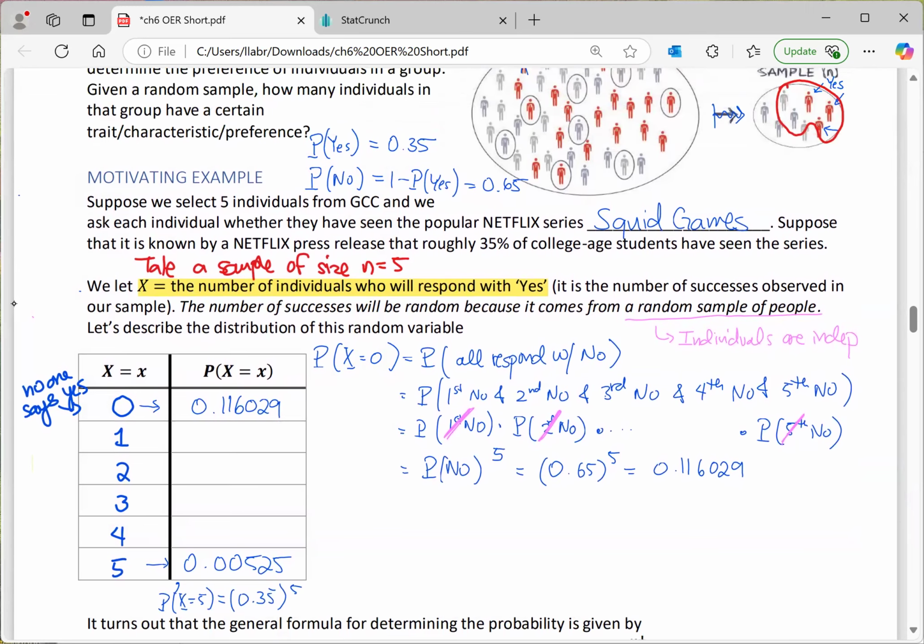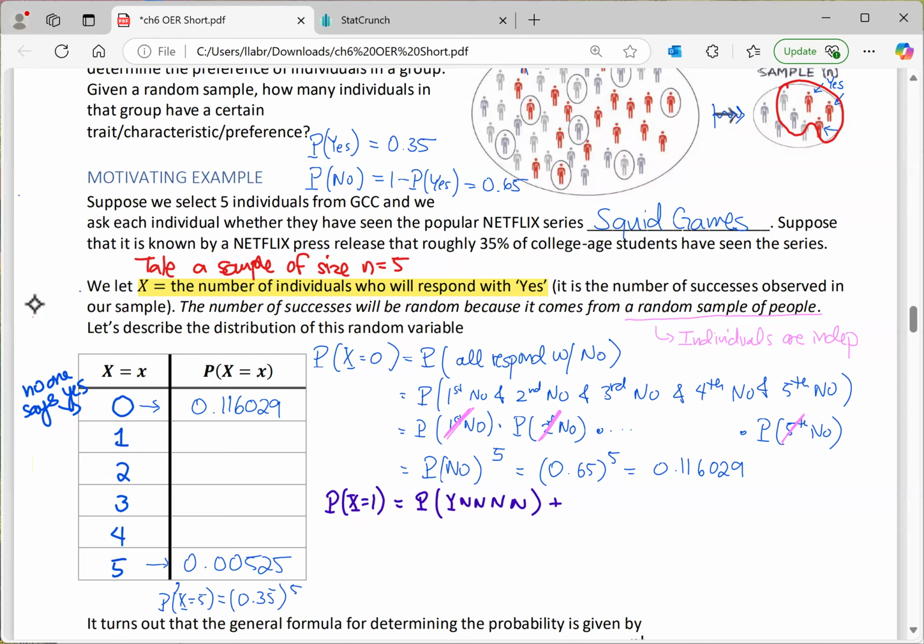Okay, so let's go ahead and analyze what is the probability that the random variable could be 1. And this is where it gets tricky, because you're saying one response from one of these 5 individuals was yes, all others were no. So you actually need to consider every potential way that this could occur. The first person can say yes, the second says no, the third says no, the fourth says no, the fifth says no.